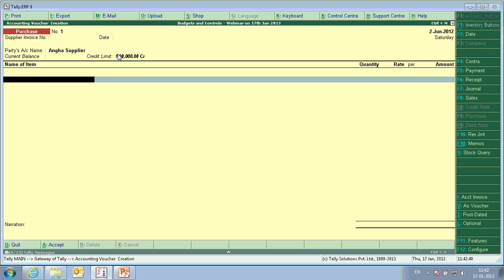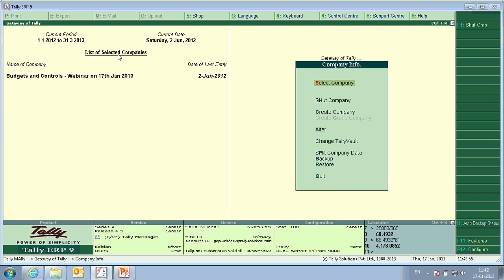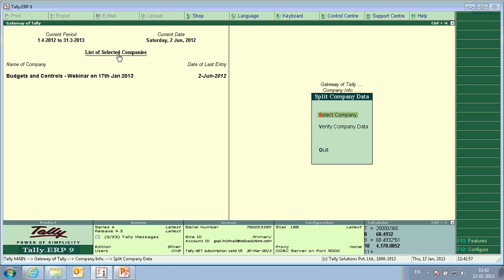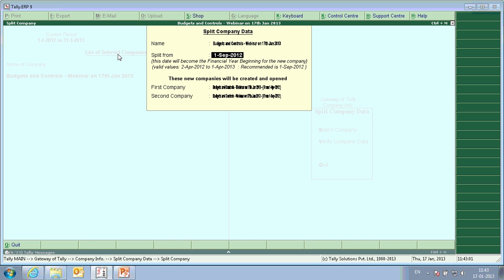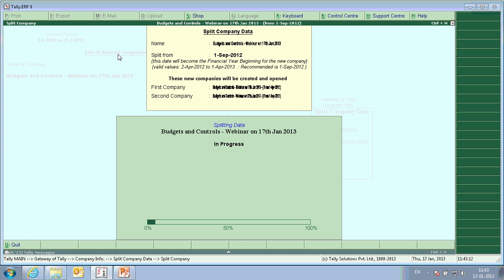Harish Kumar's question is a very interesting one. Sir, if I fix budget for the full financial year and split the company half yearly, will the budget carry forward? That's a good question. So let me split the company. Give me a moment. Split company. Half yearly I'm doing it. So splitting is in process. I think budget may not be carried forward. I'm not sure, so let us see that.